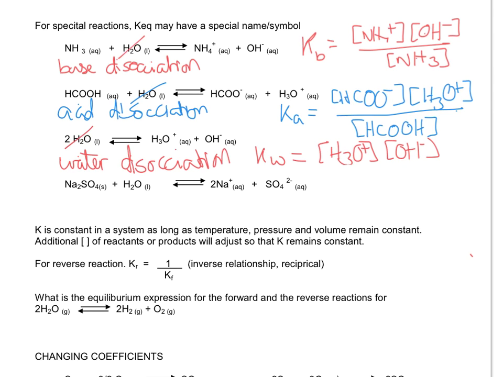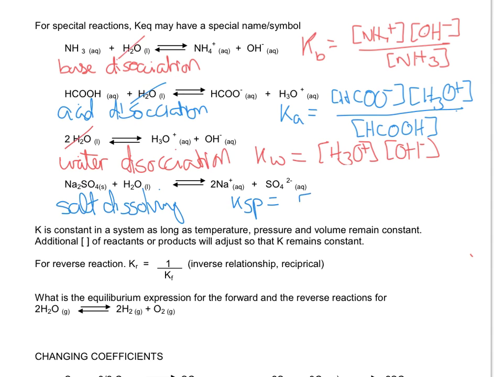Next, another special type is when you have an ionic substance, which we call salt. So this Na2SO4 is ionic, so we call that a salt. This is a salt dissociating in water or dissolving in water. You can call it dissociation or dissolving. So whenever you have an ionic substance dissolving, that gets a special name. We call that KSP. You'll see why in a second.